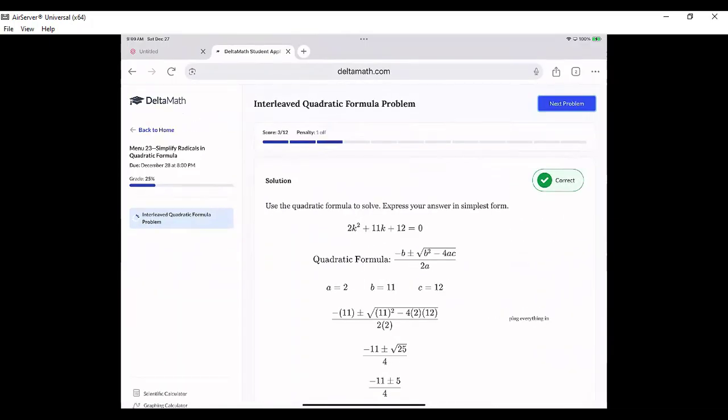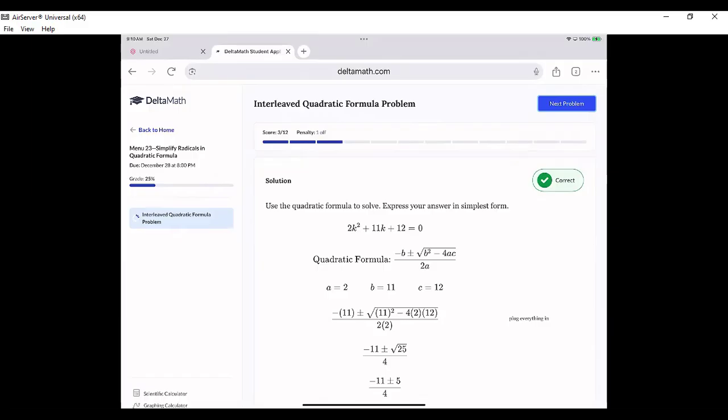All right, guys, so basically all you have to do is, once you get the quadratic equation set to 0, find the a, b, and c, and then look at the determinant, the b squared minus 4ac part. That's going to tell you everything. It's going to tell you whether you're going to have rational roots. It's going to tell you if they're irrational. And if they are irrational, menu 23 will help you simplify the radical if it can be simplified. So that's the importance of menu 23.